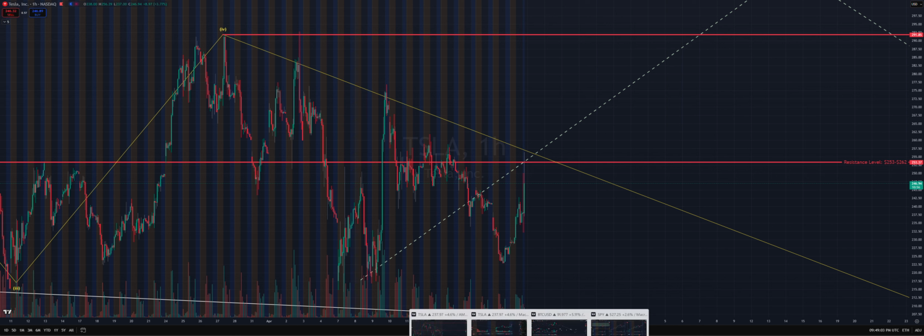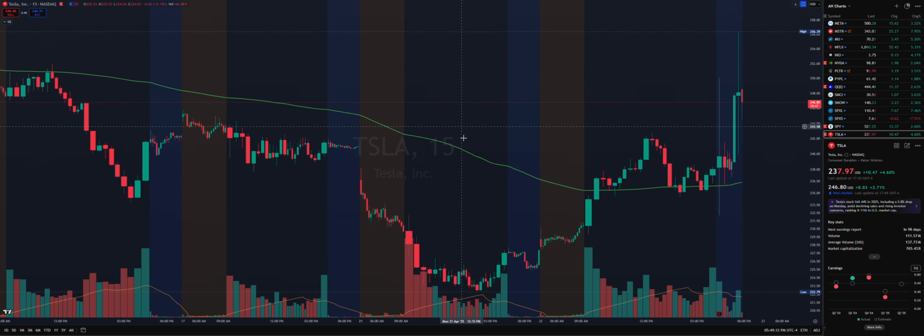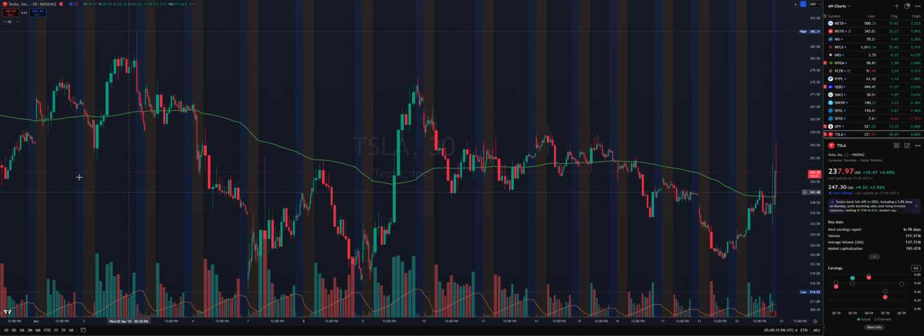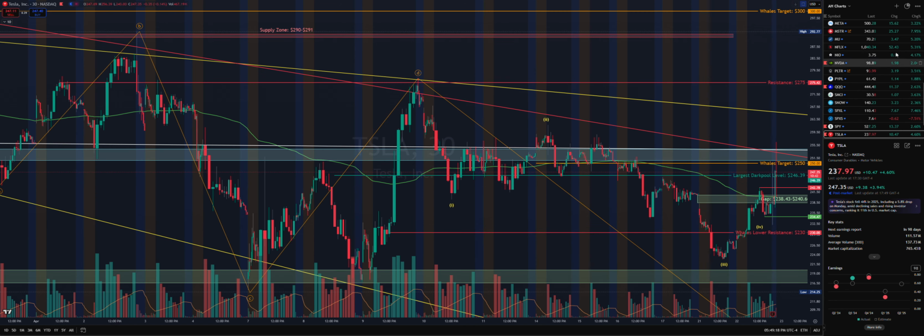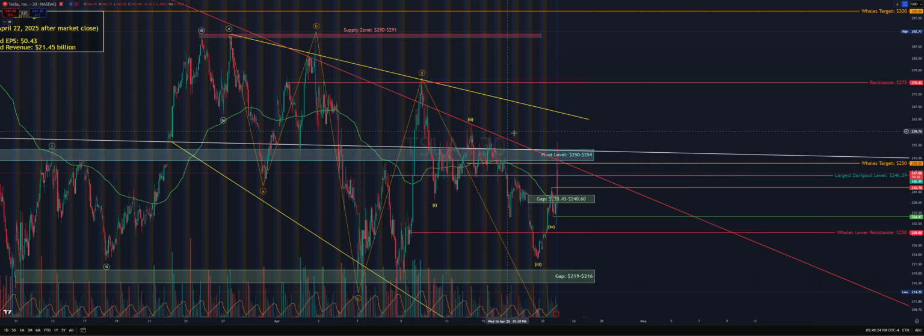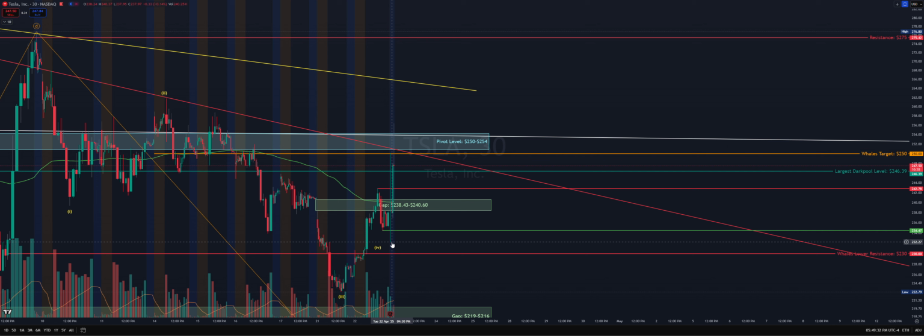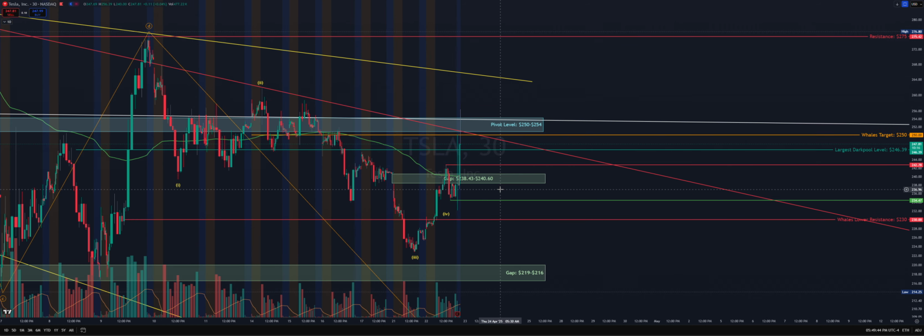Let me go to my other chart and see if I can take a look at that. So I have my other chart here that I'm looking at. We go to 30 minutes. I have a lot going on in this chart. We tapped the pivot level that I have, and then we came back down. We tapped almost this whale's lower resistance, lower target that whales have here. So tap liquidity on both sides. So what is Tesla going to do next? I have no clue. I don't know.